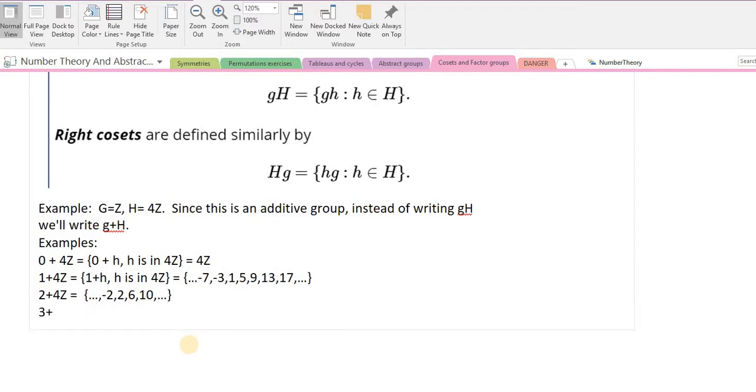And then you have 3 plus 4z. And that's equal to 3, and then 7, and so on. And it also goes down. And minus 1.